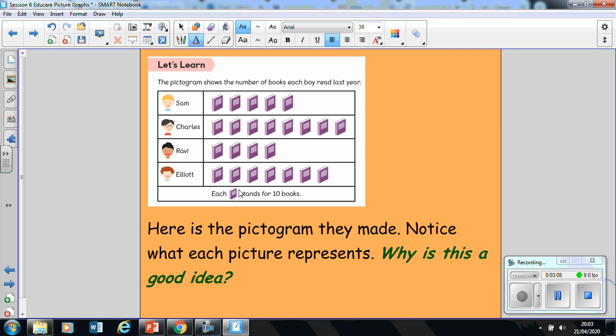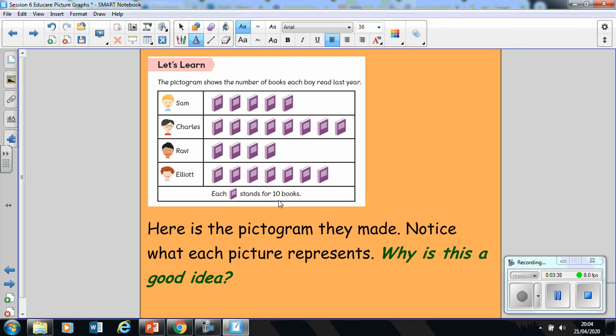Now the symbol they chose was a book. A purple book. Each book, the symbol, stands for 10 books. So their key sentence says each book stands for 10 books. So this is the pictogram they made. So we've just looked at the key.